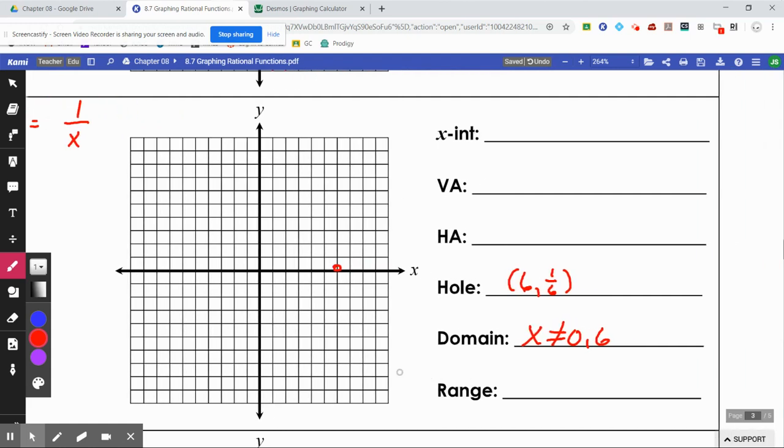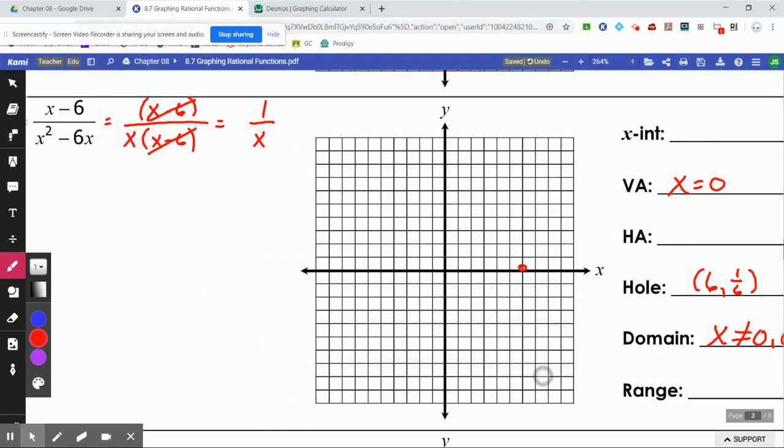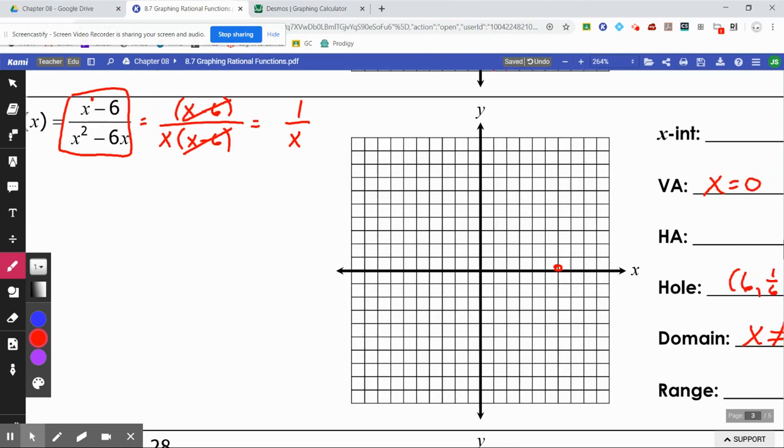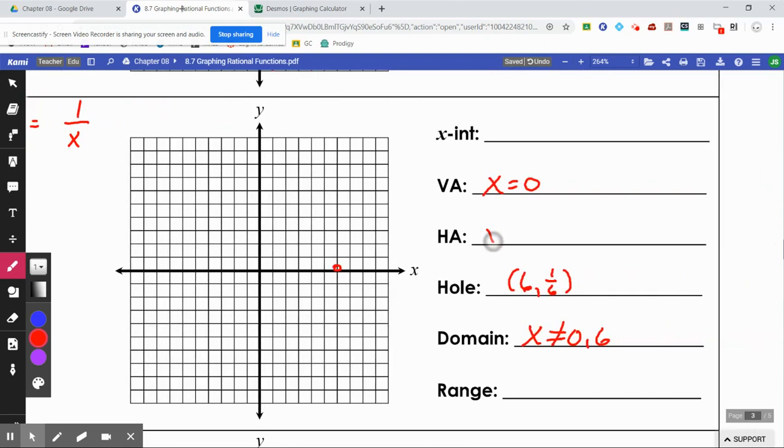The other domain restriction, which is at x equals 0, is going to be a vertical asymptote. We can go back to the original and find our horizontal asymptote. Since the power on the top is smaller than the power on bottom, then we're going to have a horizontal asymptote. You can look back at the rules at y equals 0. So pretty much our horizontal and vertical asymptotes are our x and y axis.